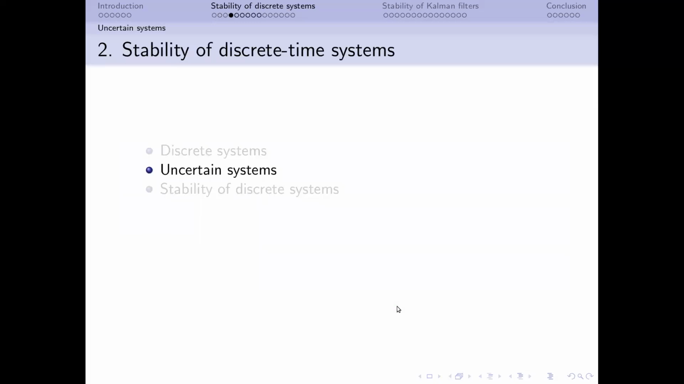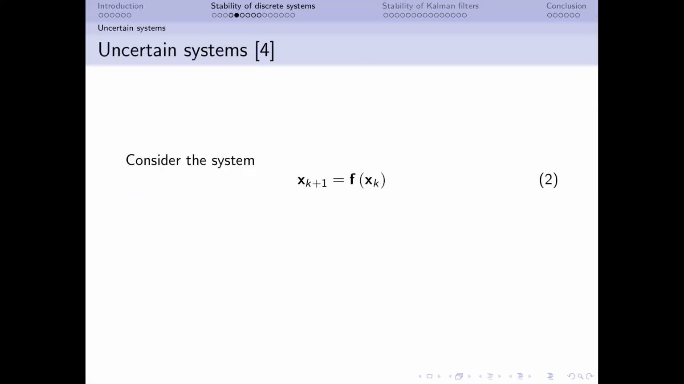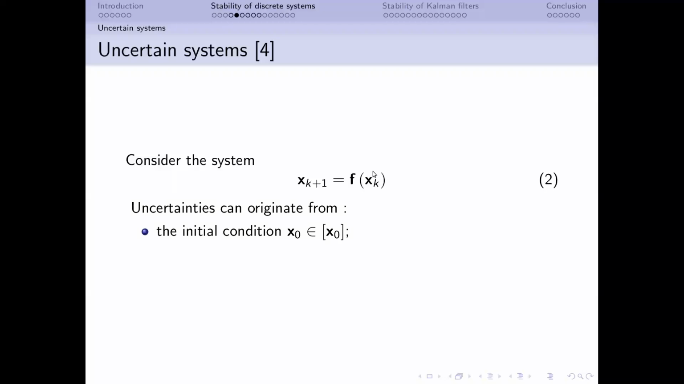Let's now talk about uncertain systems. Let's consider that we have a robot that is modeled by this system. Of course, a robot can be modeled in a much more complex way using, for example, hybrid models. But here we will consider that we model our robot by a discrete time system of this form. Then we have to take into account uncertainties.